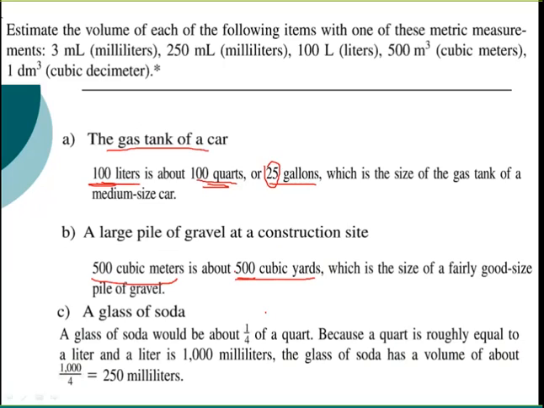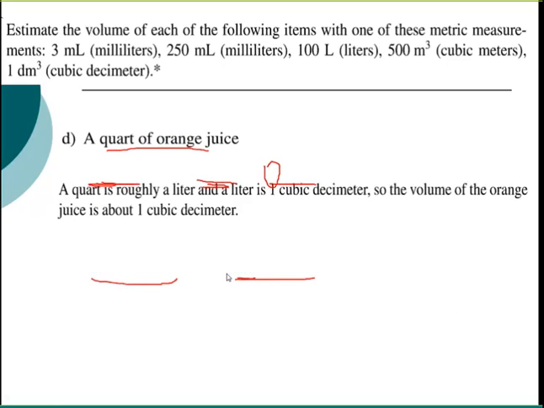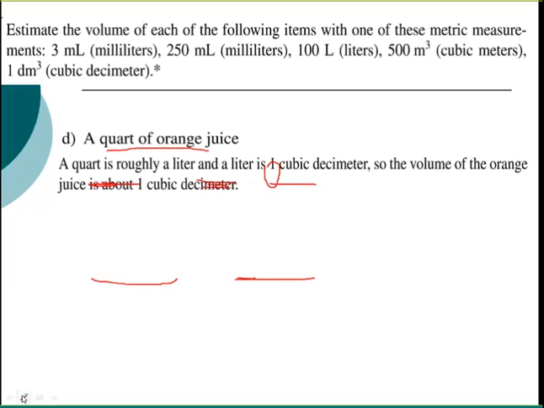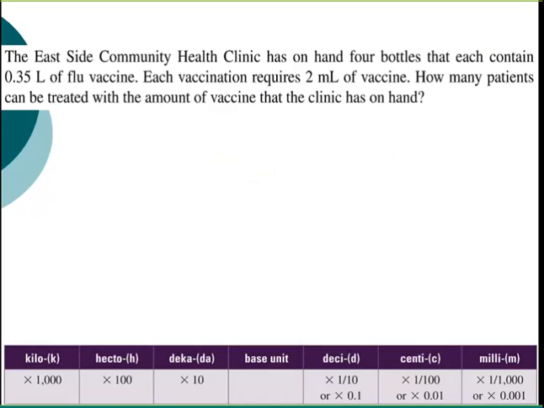So it's just kind of giving some equivalents if you want to just stare at that for a while and give yourself a good concept of how these cubic meters reference our actual current measure system. And the last one, a quart of orange juice is roughly a liter, and that's 1 cubic decimeter, so the volume of an orange juice is about 1 cubic decimeter. So about a liter is probably the best way to look at that.